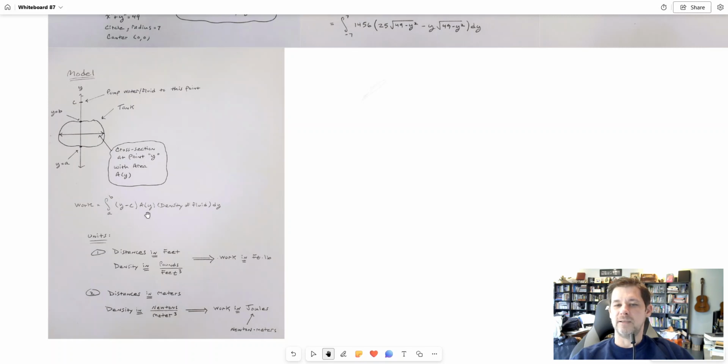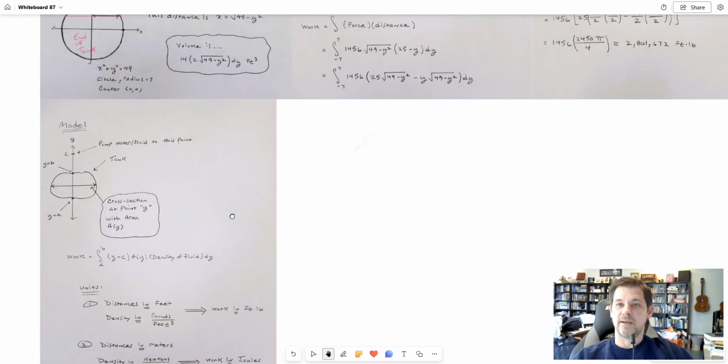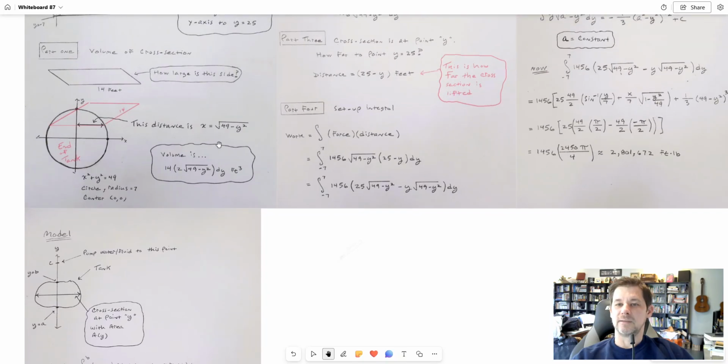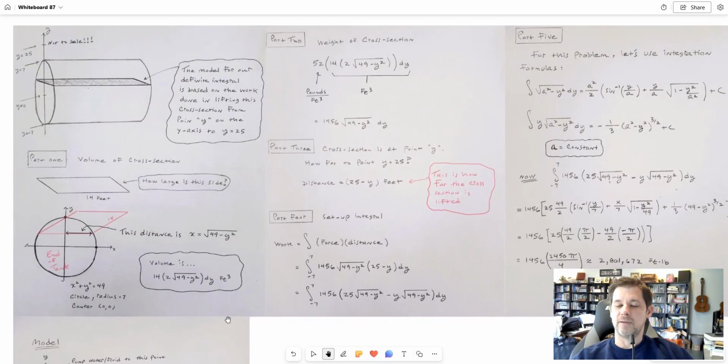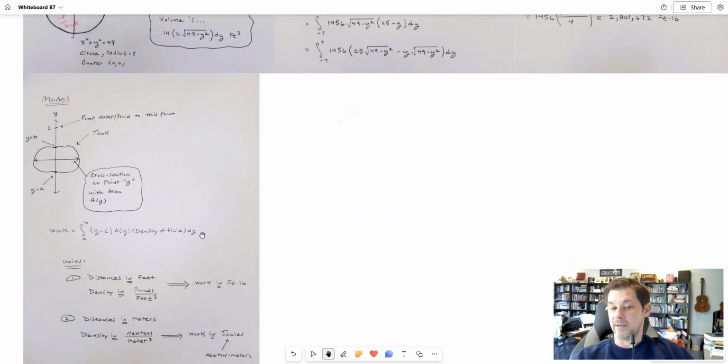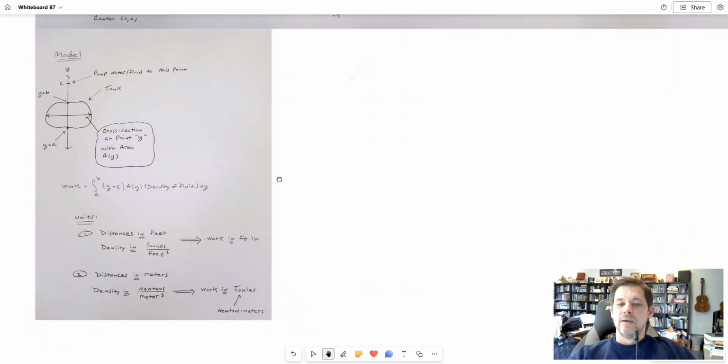(y minus c) times A of y. You have to have a factor in there for the density of the fluid, whatever that is, dy. That encompasses all the elements that I have incorporated up here. I just didn't tell you why they come together. Okay. All right, so that's it.